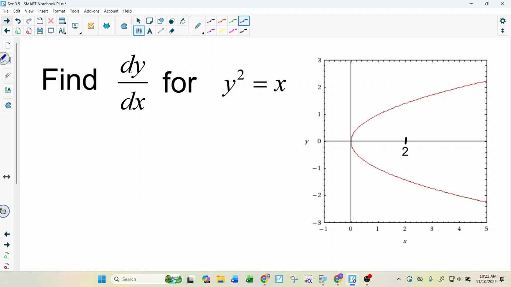So let's look at some examples to see how this works. Let's say we have y squared equals x, and we want to find dy/dx. Okay? So y squared equals x is this parabola on its side. So what we're going to do is take the derivative of both sides.